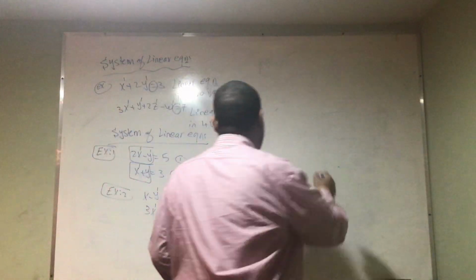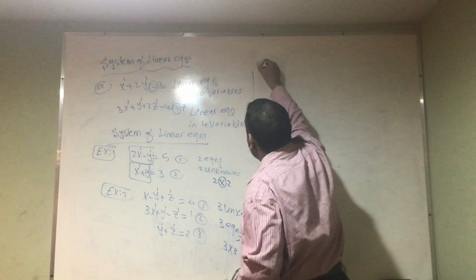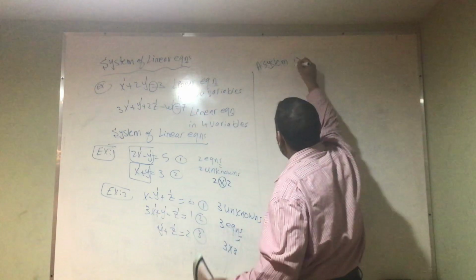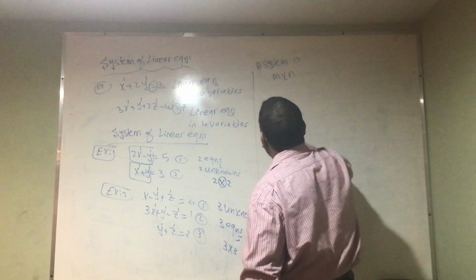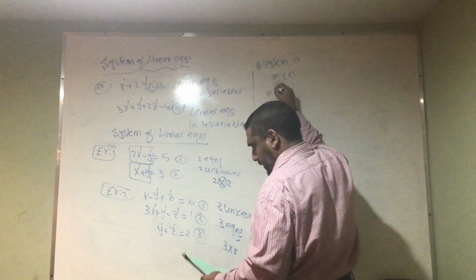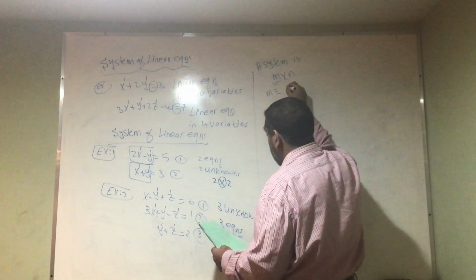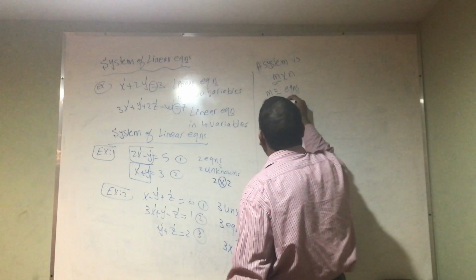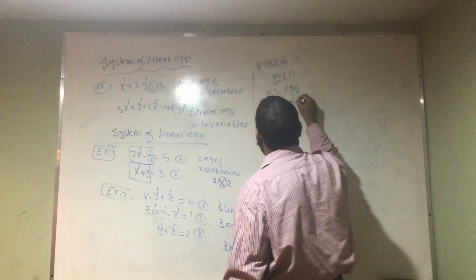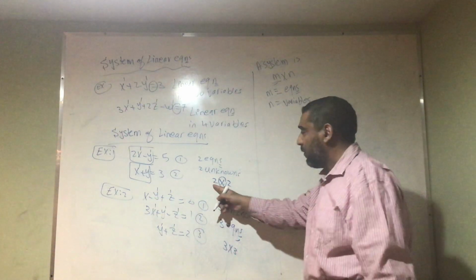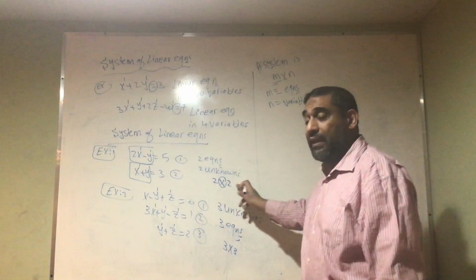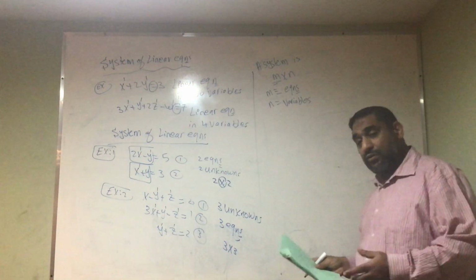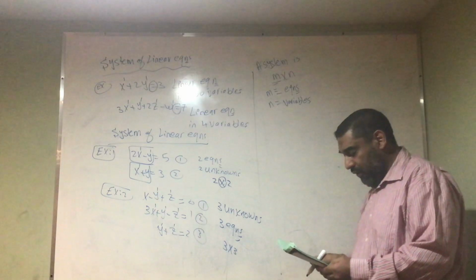So in general here, maybe I should write, a system is m by n, where m is the number of equations and n is your unknowns, your variables. So it is not always the case that the number of equations equals the number of unknowns. They may be different. I'm going to show you also how we are going to solve this kind of system.